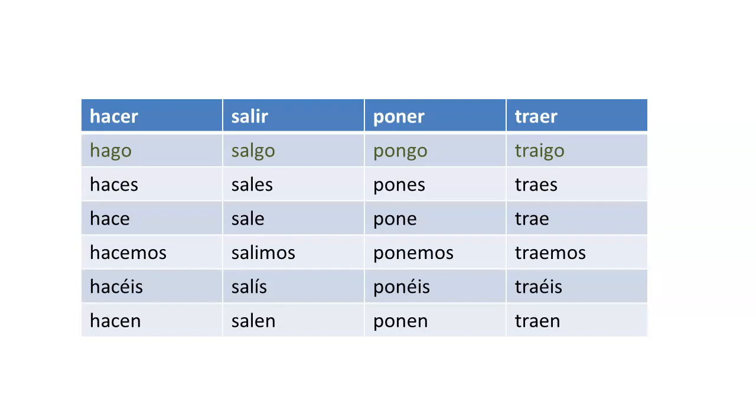Okay, so now that you're familiar with the irregular yo verb hacer and you've memorized the forms, all you have to do is just memorize some of the other common irregular yo verbs, and those are salir, poner, and traer. So notice all of the yo forms here are irregular. Hago, salgo, pongo, traigo. For the rest of the forms, they function as any other regular verb would. Any other regular ER or IR verb.